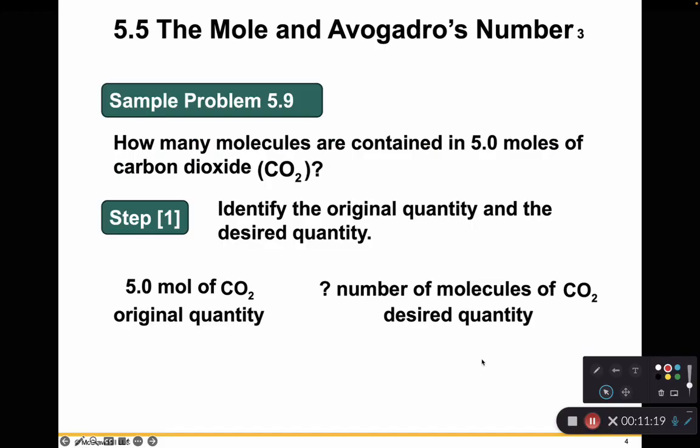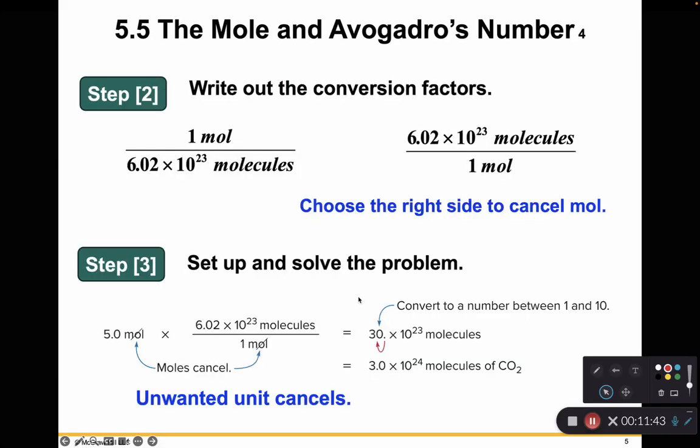How many molecules are contained in 5 moles of carbon dioxide? We are given a formula, carbon dioxide. Let's say a sample is 5 moles of CO2. Then how many molecules are there? That is our desired quantity. So we can solve this just like the chapter 1 problems we solved using unit conversion, using dimensional analysis.